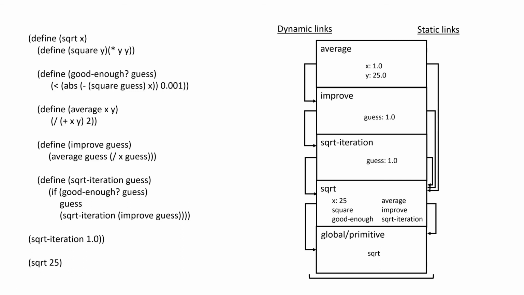So the sequence of static links forms a chain known as the static chain, and this is what's used anytime we want to do some variable lookup. We start in the current activation record, then go into the enclosing scope, enclosing scope, enclosing scope, until we either find the value we're looking for or we reach the end of the static chain.